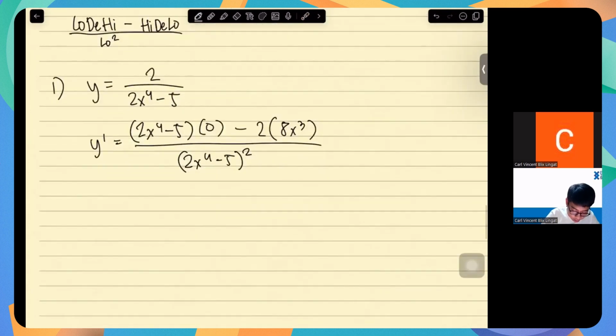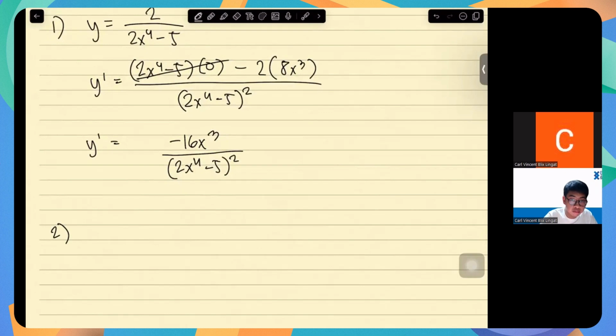So y prime, simplify it. This is just 0, so we cancel that out. So negative 2 times 8x cubed is just negative 16x cubed over 2x raised to 4 minus 5 squared. And that would be our final answer. Okay. So now let's move on to the next problem.